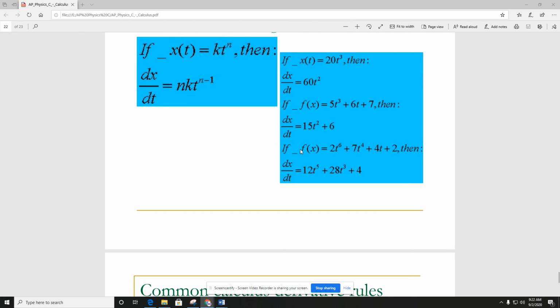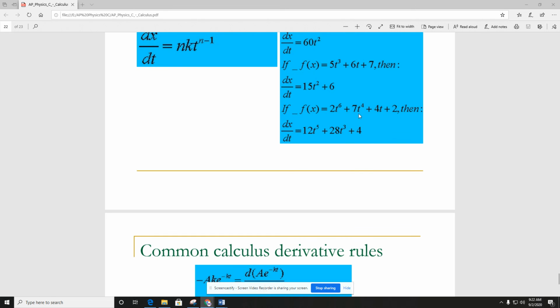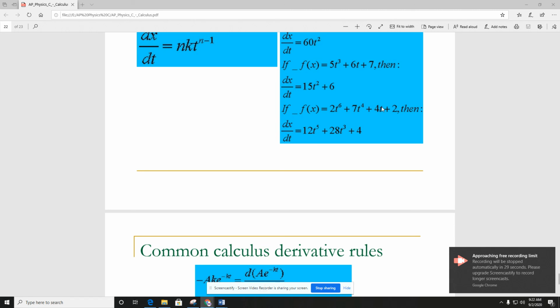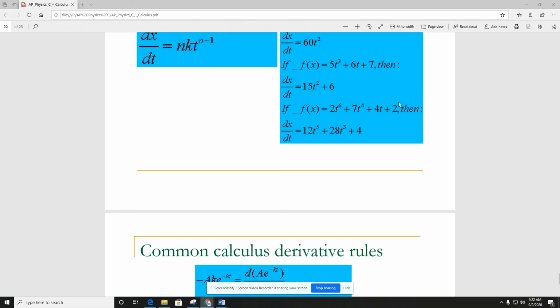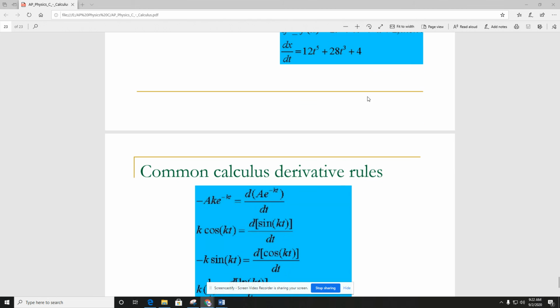And one final example, 2 times t to the 6th plus 7 times t to the 4th plus 4t plus 2. 6 times 2 is 12, 6 minus 1 is 5, so I get 12t to the 5th power plus 28t cubed. 4 times 7 is where we get the 28, 4 minus 1 is where we get the 3. And then 4t, it's t to the first power, so 1 times 4 is 4. T to the first power minus 1 gives us t to the 0 power. Anything to the 0 power is just 1. And then the 2 is times t to the 0 power, so the 2 goes away, okay?